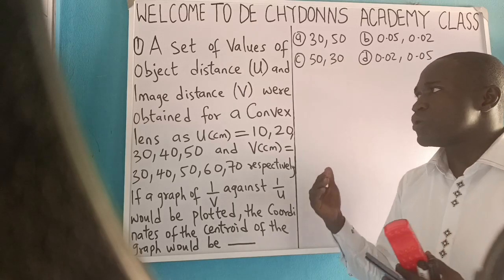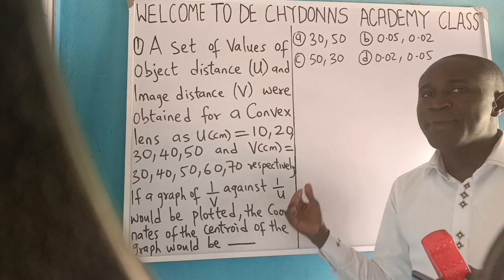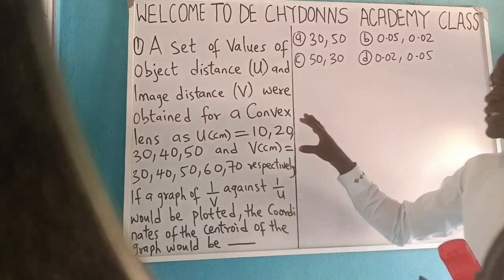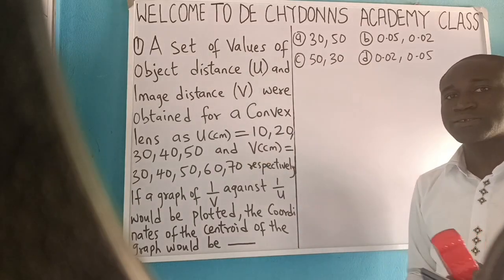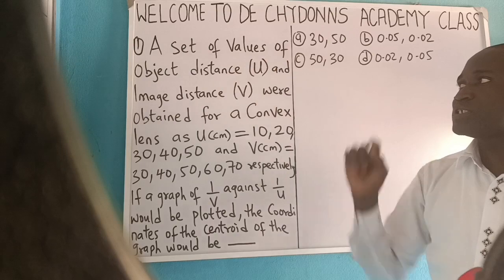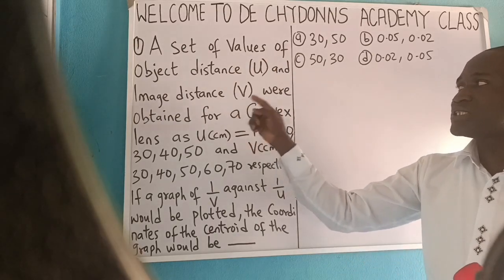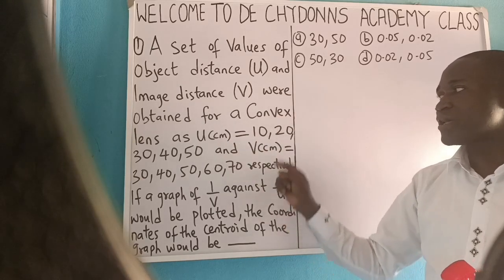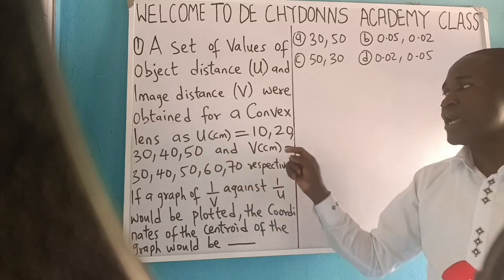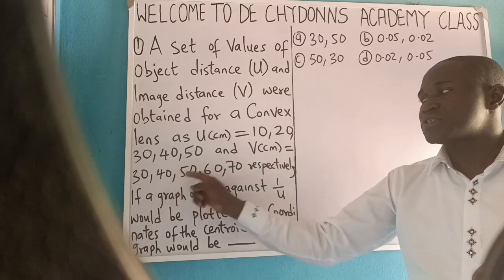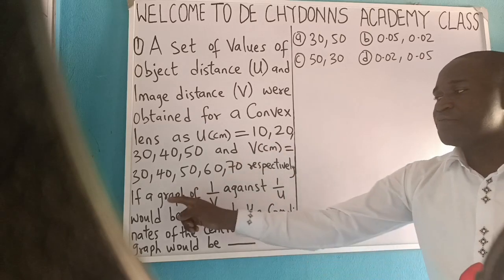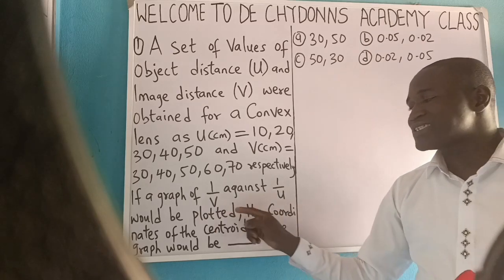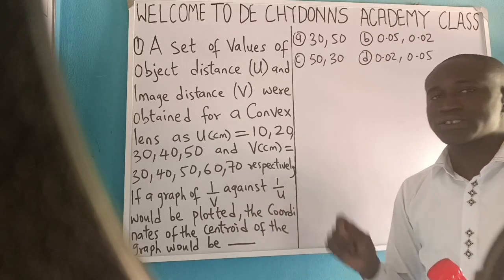This video will talk about so many questions, so we'll be taking the questions one after the other. We have one, coming from the convex lens experiment. A set of values of object distance u and image distance v were obtained for a convex lens as u in centimeter 10, 20, 30, 40, 50 and v in centimeter 30, 40, 50, 60, 70 respectively. If a graph of 1 over v against 1 over u would be plotted, the coordinates of the centroid of the graph would be what?